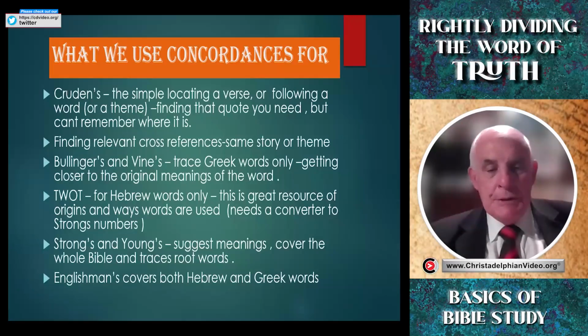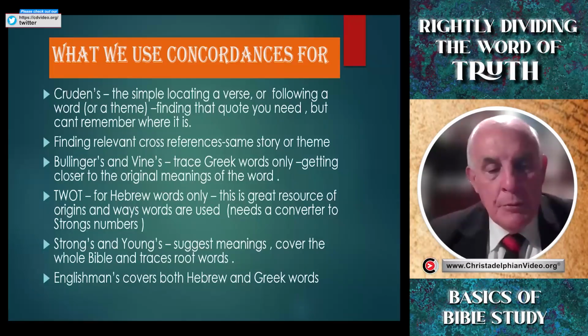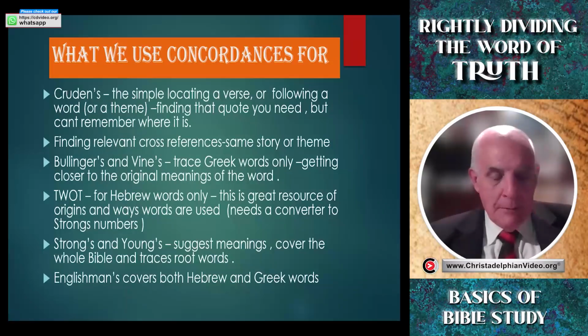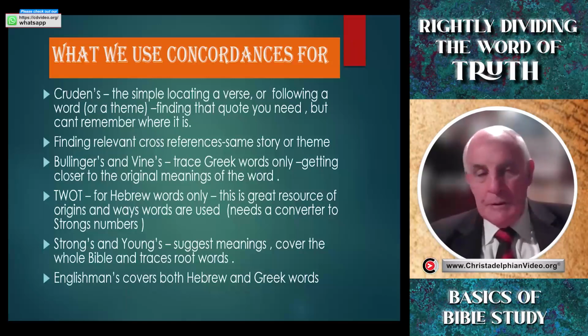Strong's and Young's, as we said, suggest meanings. They cover the source of words, where they derive from, the root words and so forth, and they cover the whole Bible. Englishman's covers both Hebrew and Greek words. So again, we use them to get behind the real meaning of the words, because when any translation is done, and particularly one that was done almost 400 to 500 years ago, we are bound to have errors. We are bound to have words that have changed meaning over time. We have ancient words that we don't use in our common language. And we need to go back and check exactly what God has said.